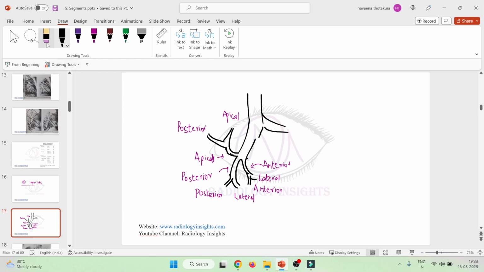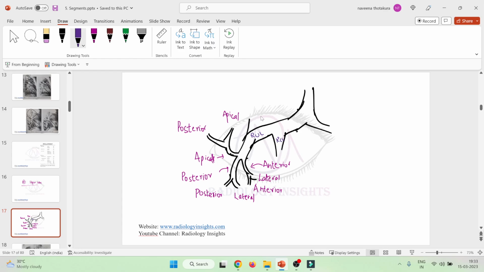So this is not actually a good diagram. So let me draw a better diagram. Yeah, this is a good diagram. So we have first the trachea, then we have the right bronchus and left bronchus. The right bronchus is divided into the right upper lobe bronchus and the right lower lobe bronchus.